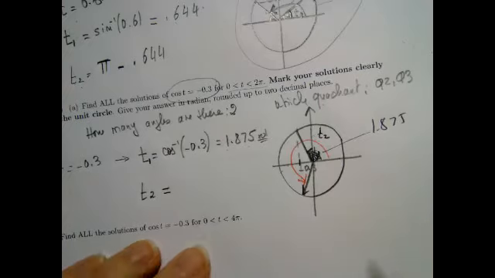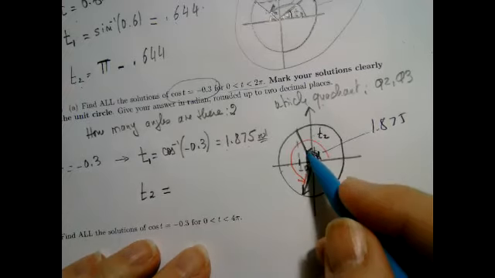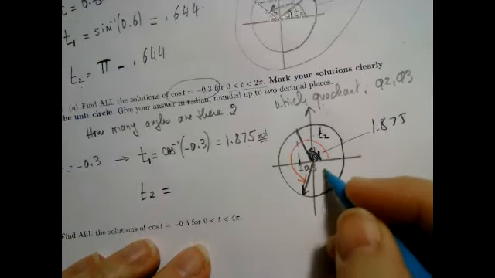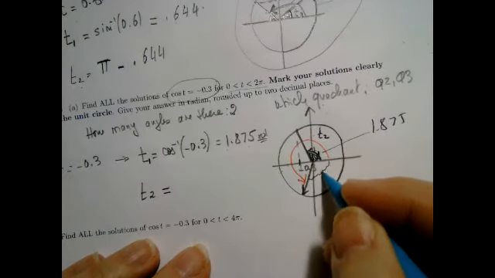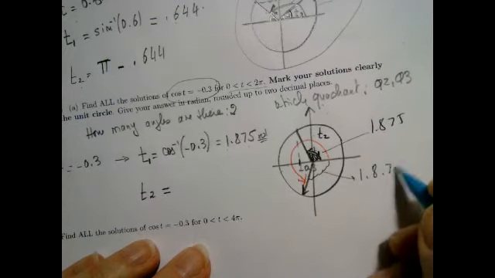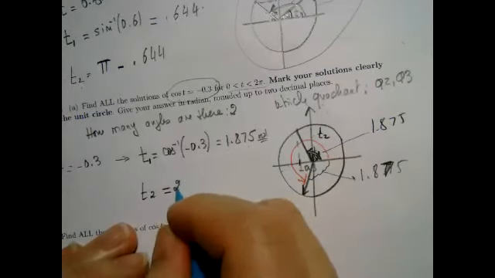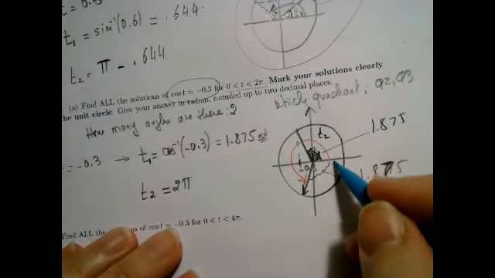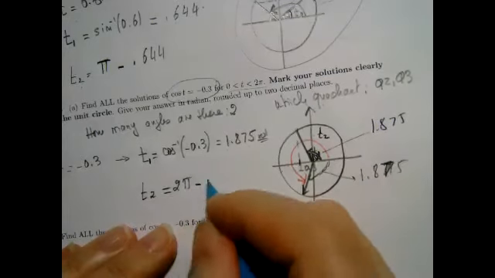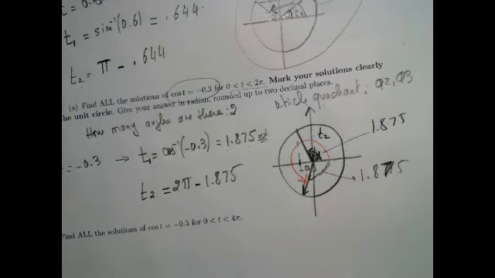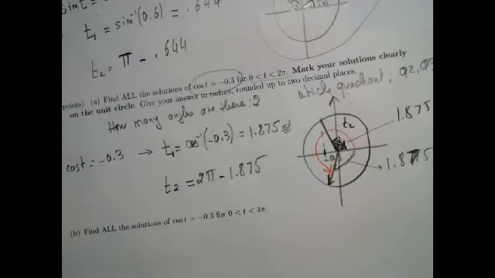One way you look at it, you say, by symmetry, there are several ways of doing it. One easy way, you say, if this is 1.875, it means this here also should be 1.875. So my angle is going to be 2 pi take away that. That's what it is, and then we're done. Then we get the answer. So these are the 2 angles between 0 and 2 pi.